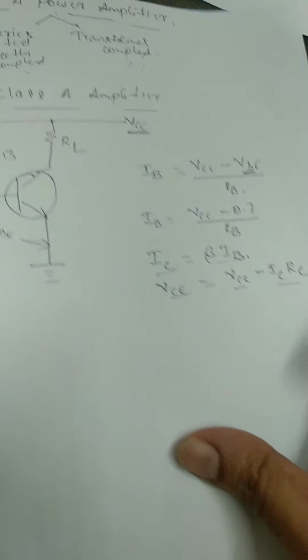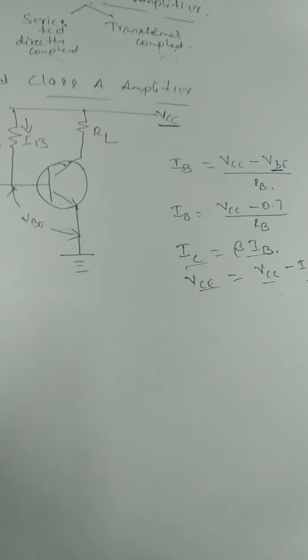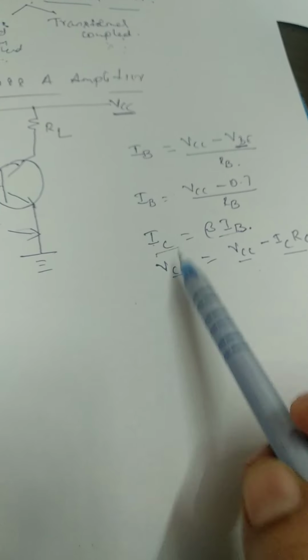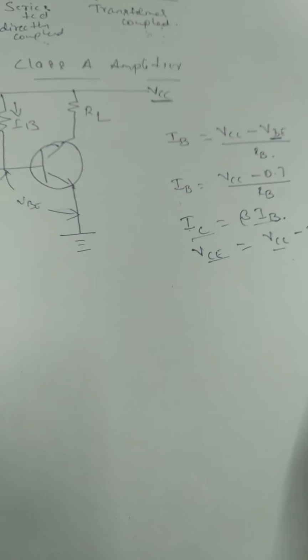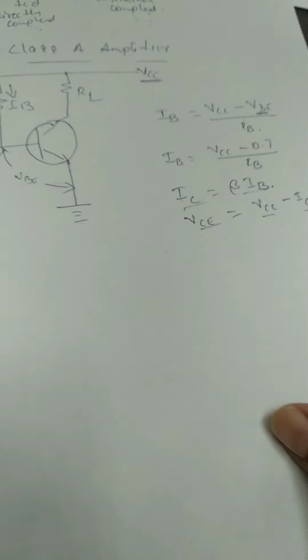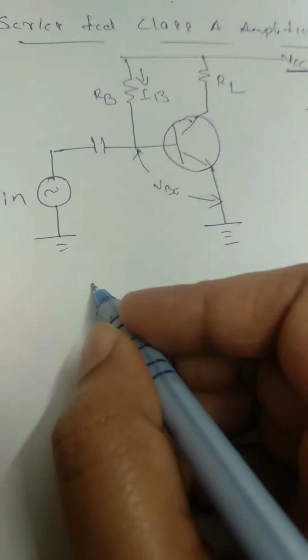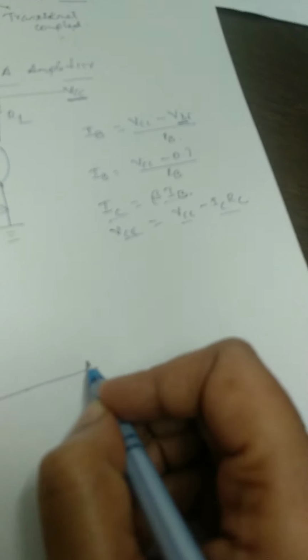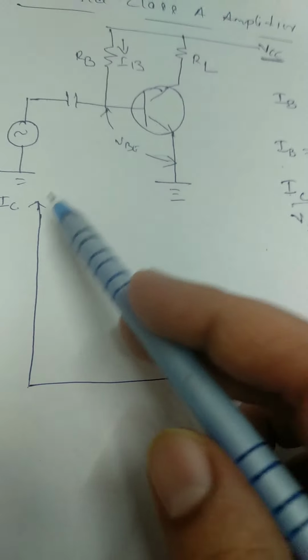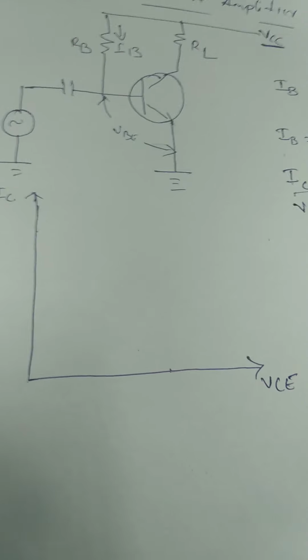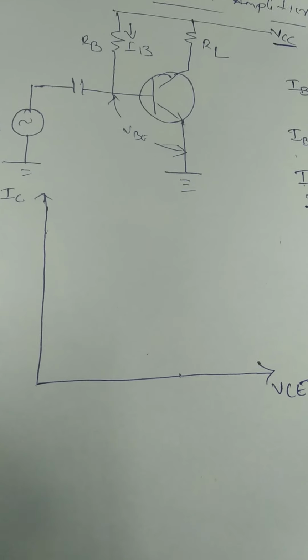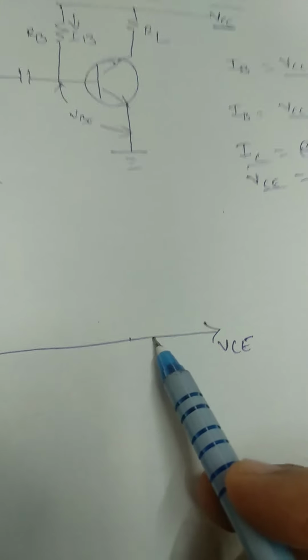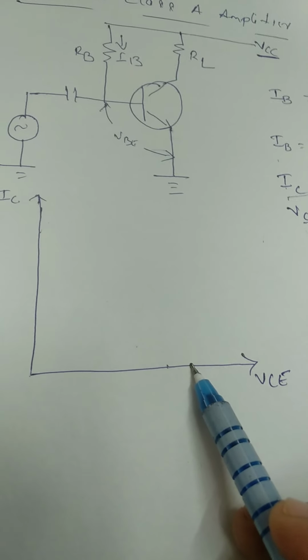So we'll see the DC load line. When we apply a voltage VCC, these are the parameters we get: the output current, the output voltage, and the current IB. The DC load line is a plot of output voltage versus output current. Our output voltage is VCE and our output current is IC. The load line should intercept the x-axis and the y-axis. So what is the VCE axis intercept point? We will determine it now.